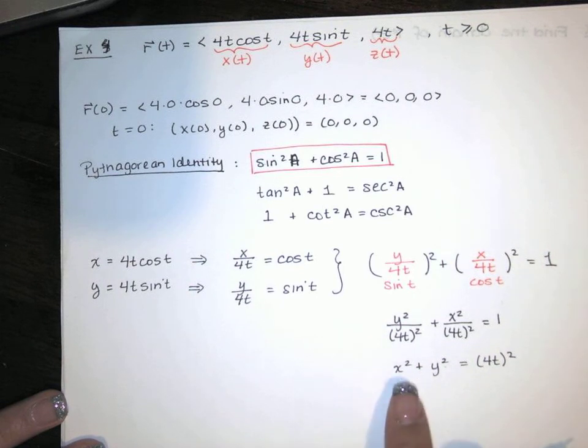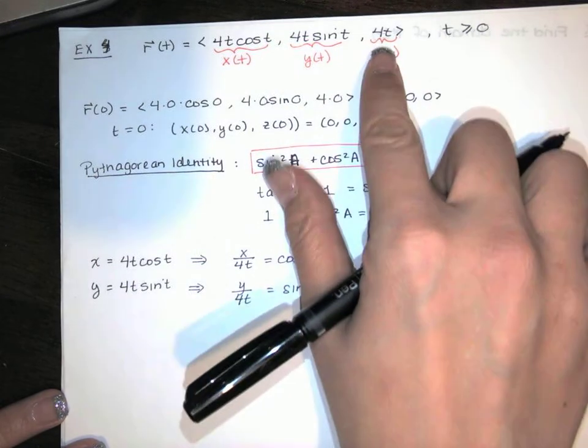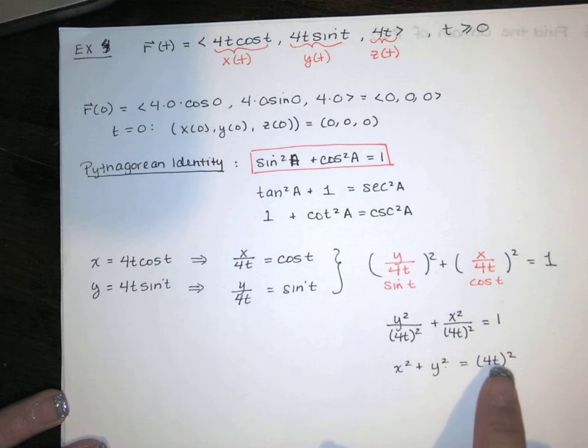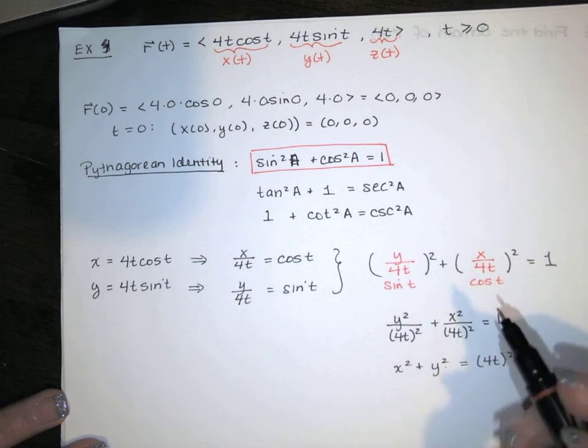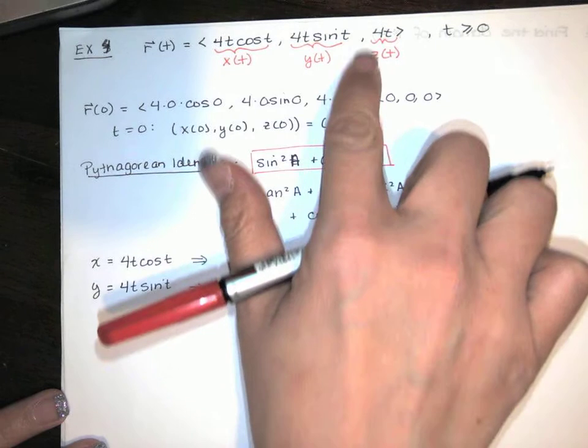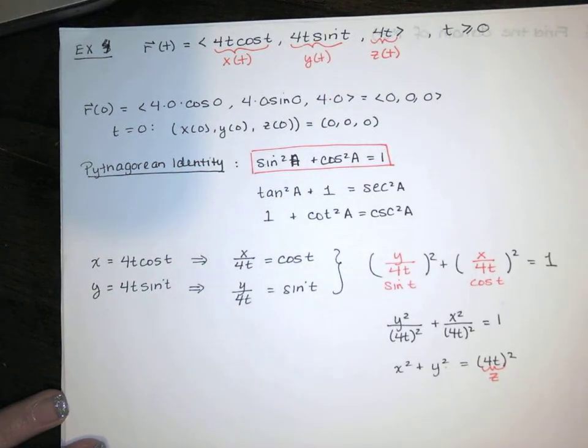Okay, the question is, here's x and here's y, how does this relate to z? Well, that's convenient. Z equals 4t. So that's actually z squared. This is z. That's what we were told. Z is 4t. So our curve, and it is a curve, lies on this surface, the surface given by x squared plus y squared equals z squared.